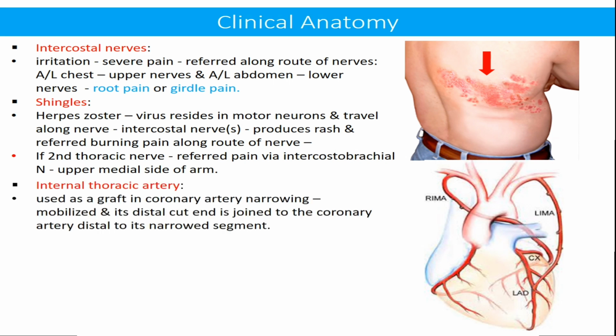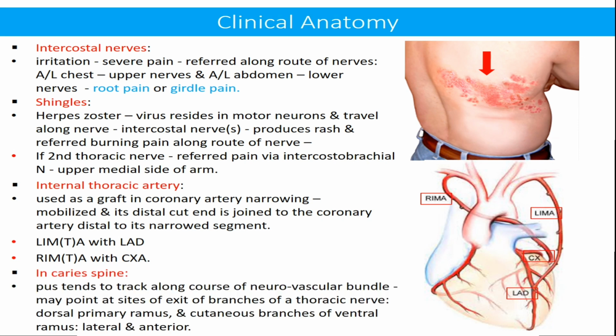Internal thoracic artery is used as a graft in coronary artery narrowing. The artery is mobilized and its distal cut end is joined to the coronary artery distal to its narrowed segment. Left internal mammary artery is connected with the left anterior descending artery, and the right internal mammary artery is connected with the circumflex coronary artery.